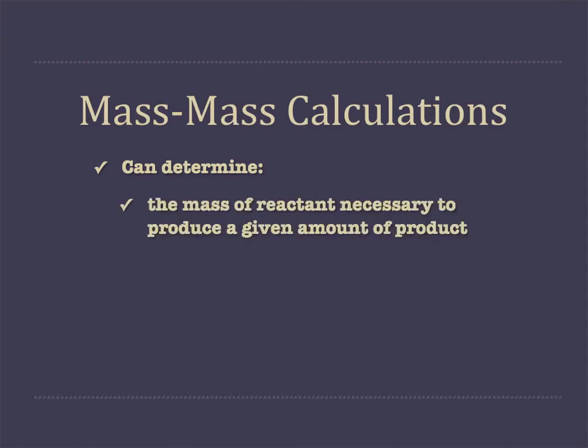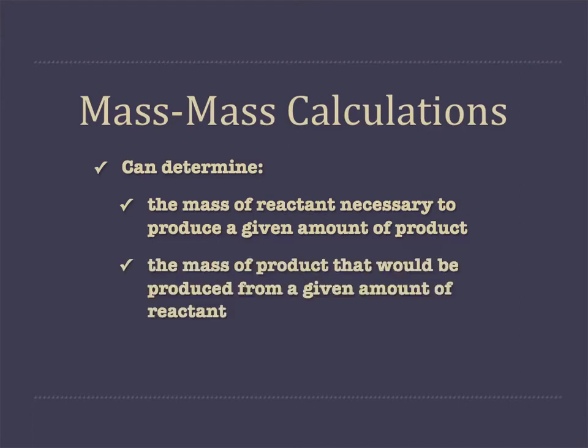When we're doing mass calculations, these are things that we can determine. We can determine the mass of the reactant necessary to give us a certain amount of product. So, hey, I need 50 grams of this product. How many grams of this reactant? That's pretty much what factories do, and the chemical companies are trying to do this. They do that all the time.